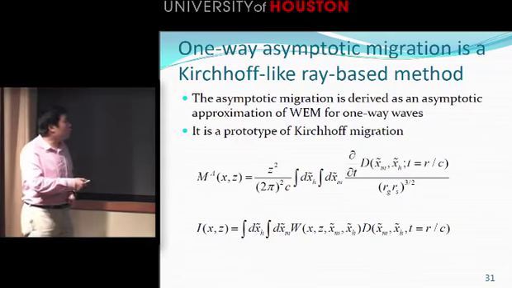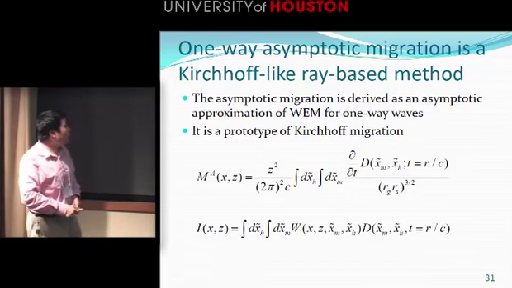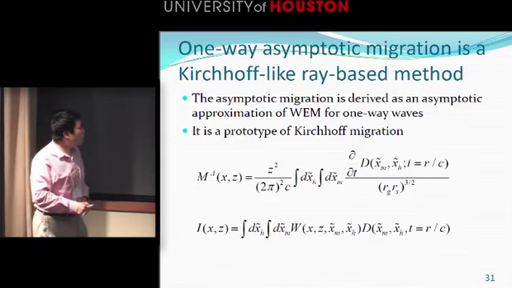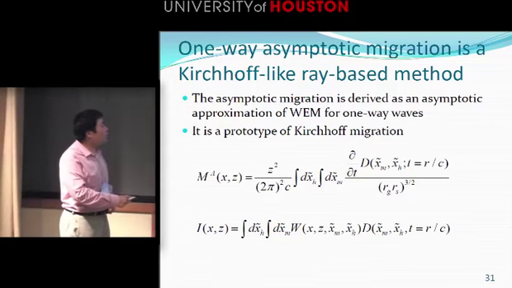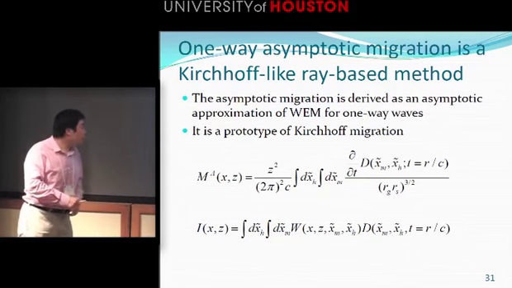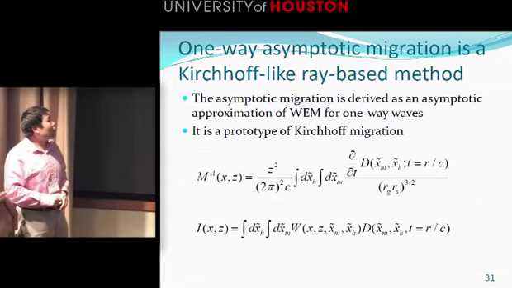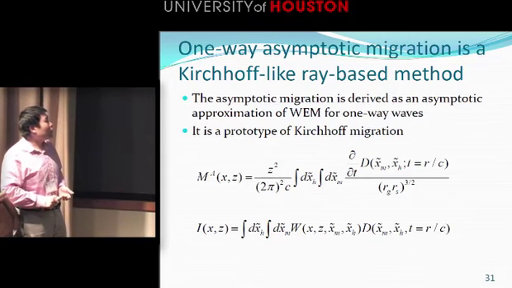We compare those two formulas. We see the data are exactly the same, and we have the exact same integral variable. If we think about this other part, this one, this one, this one, it's kind of a weight function W here. These two are in fact the same. So we say that this asymptotic migration scheme we got here is the prototype of Kirchhoff migration.